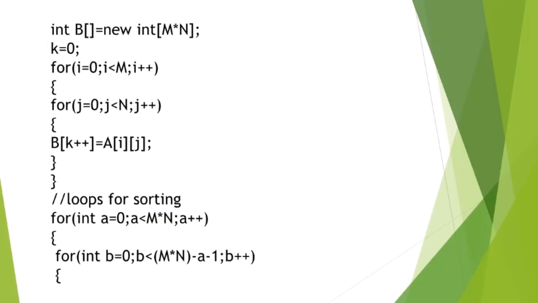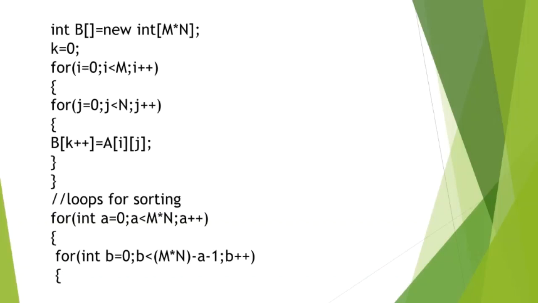After that, we are declaring another array B of size m into n. If we have entered 3 rows and 4 columns, that means the B array will be a single dimensional array of 12 elements. What we are going to do here? We are going to store all elements of the matrix into a single dimensional array. For the single dimensional array, we have taken the index k as 0, starting from 0.